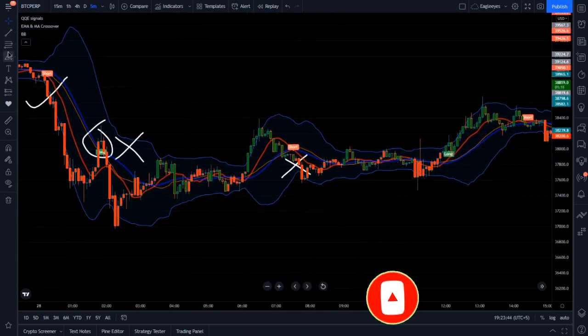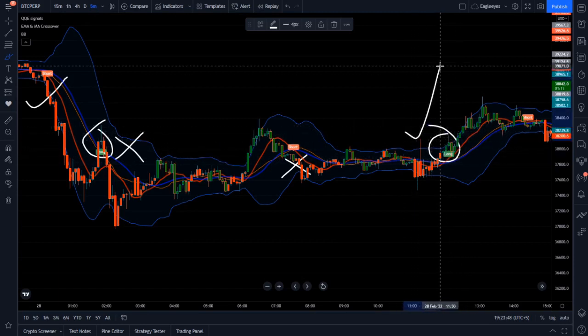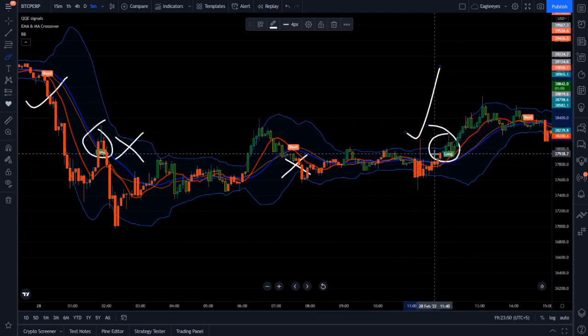As you can see, no strategy is 100% perfect, but you can optimize it.